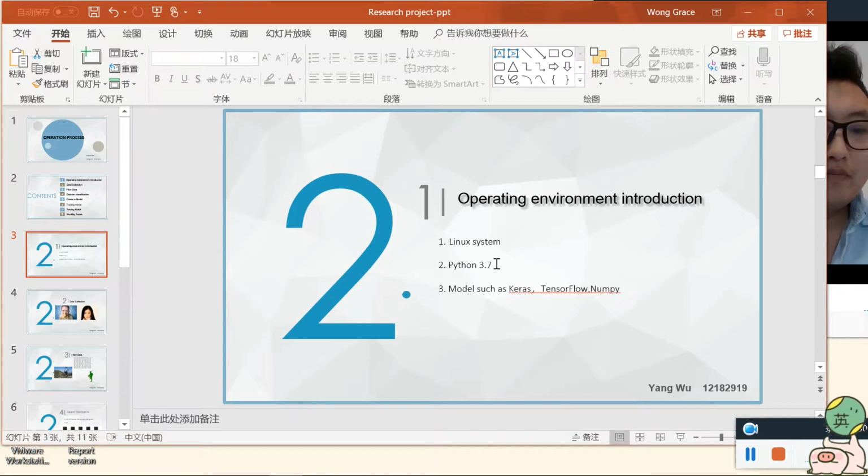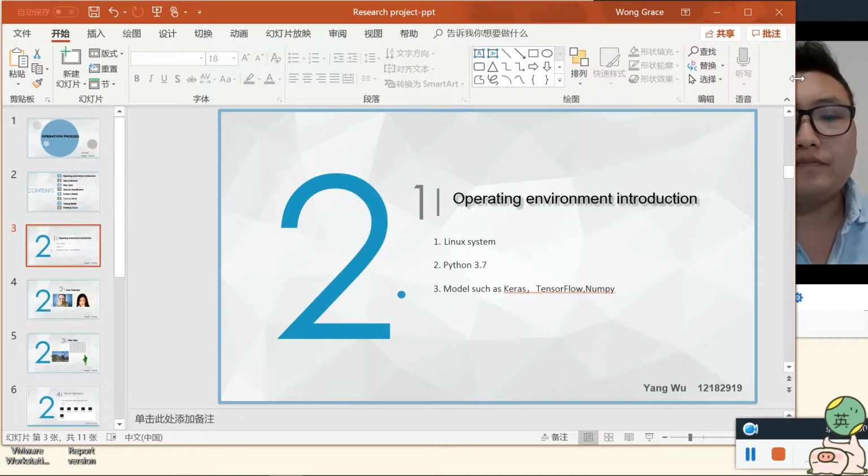So first of all, let me introduce the operational environment. Our system is Linux and Windows, and we are using Python 3 because compared to Python 2, Python 3 addresses and fixes drawbacks of design.